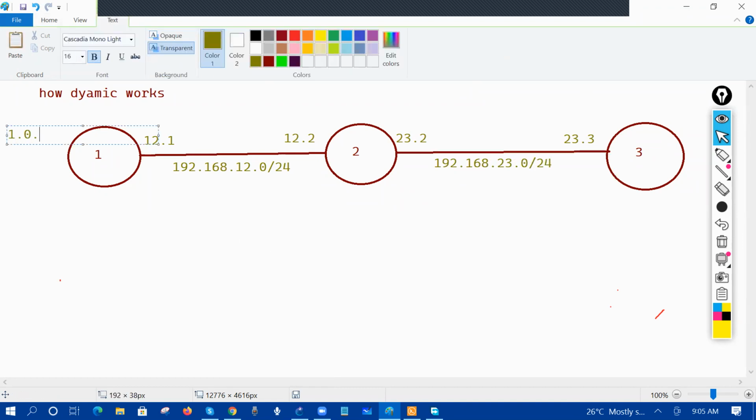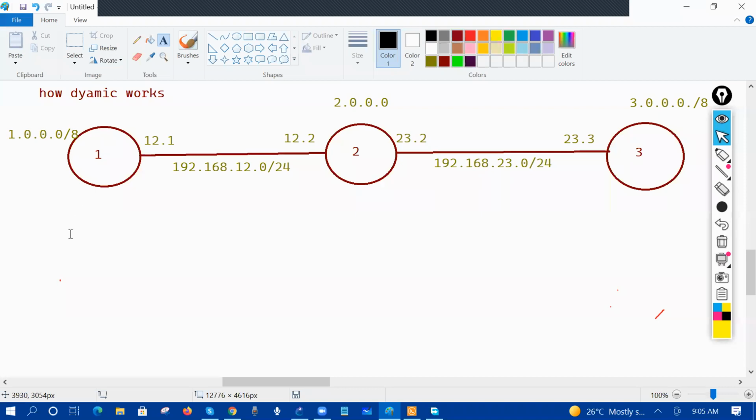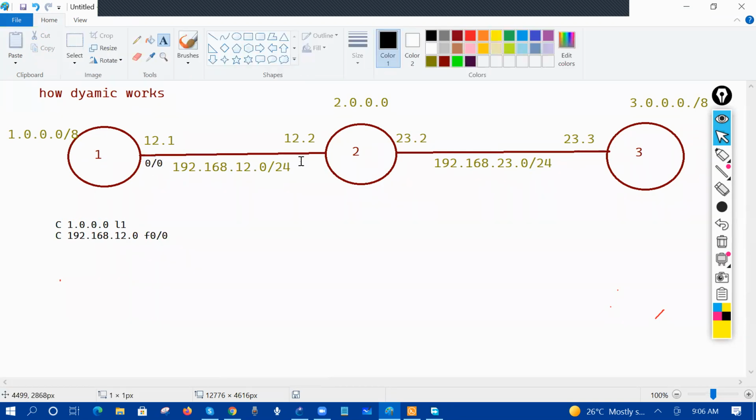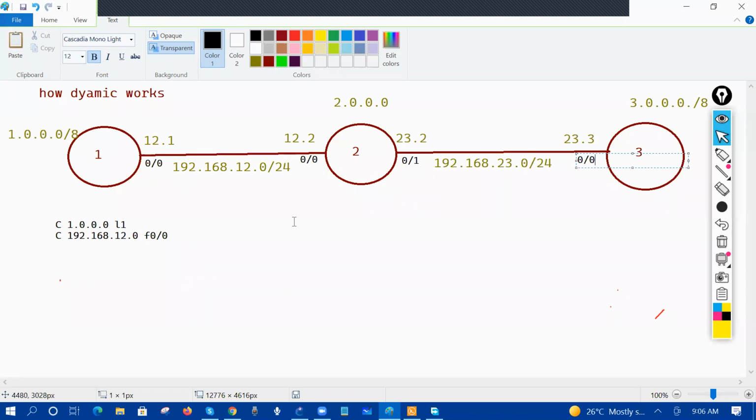We have a loopback on R1, that is the LAN network of R1. This is the loopback on R3, that's the LAN network of R3. And this is the loopback of R2, that's the LAN network of R2. Every router, as we know, maintains a routing table. So this is the routing table of R1, with loopback 1 and its interface. Then the R2 routing table we have.